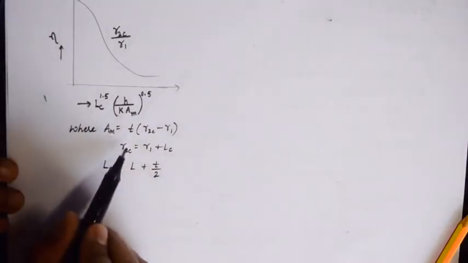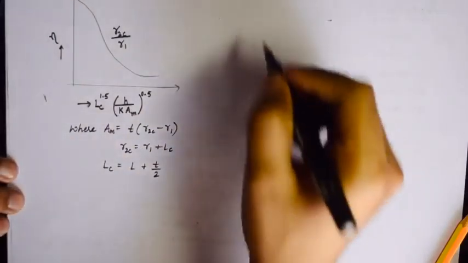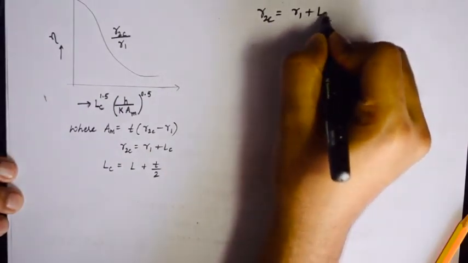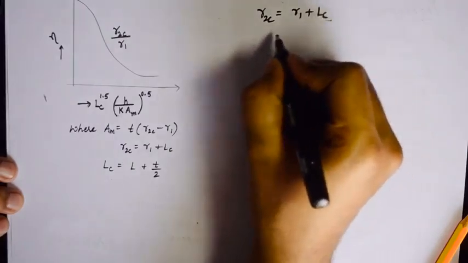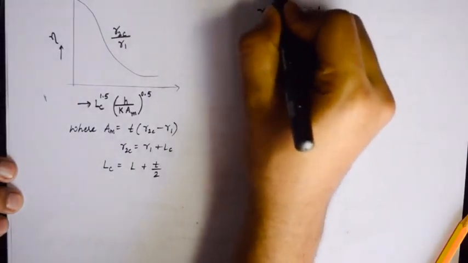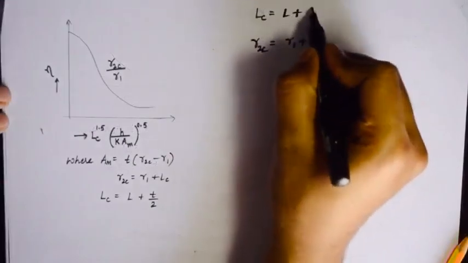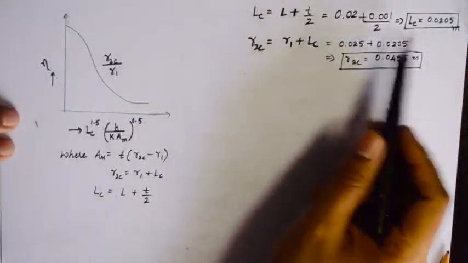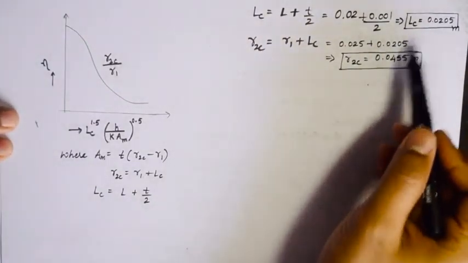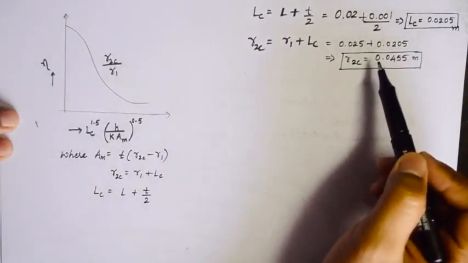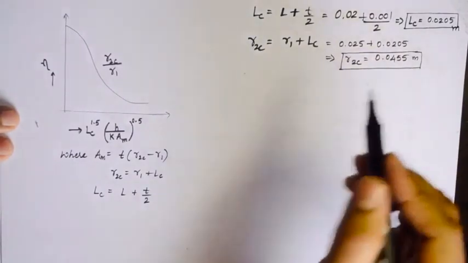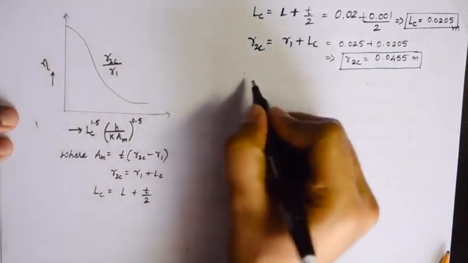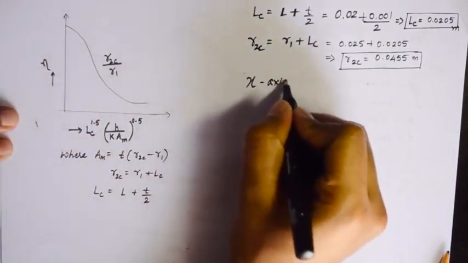To find Am, first we need to find R2c. I'll find it one by one over here. R2c is given by R1 plus Lc. We need to find Lc as well. When we substitute the values into this, we get the answers for Lc and R2c. Using this Lc and R2c, we can find the value of the x-axis as well as the curve. The x-axis represents, we'll write it separately.